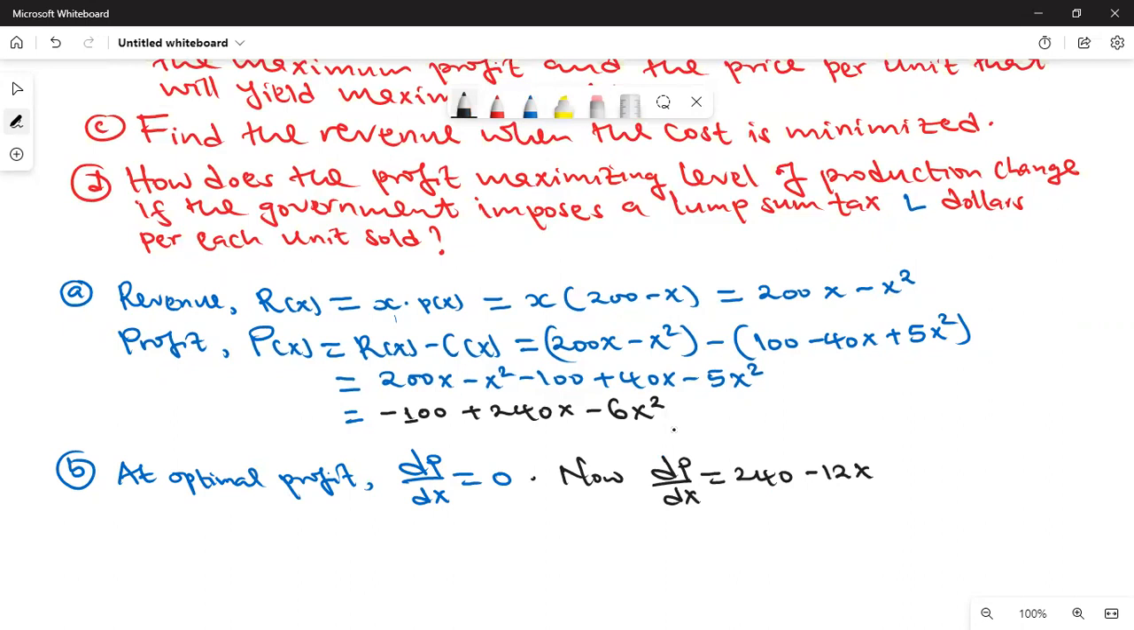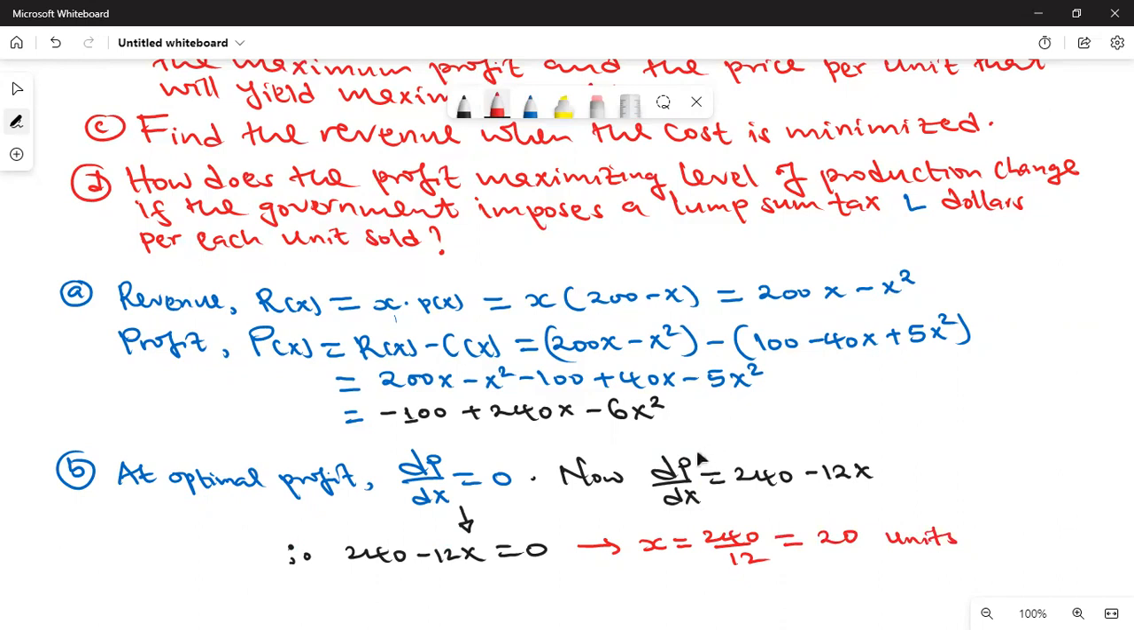When you equate to 0, what do we get? Therefore 240 minus 12X is equal to 0. And so you can now find X from here. X will be equal to 240 over 12, which is 20. And the X there is the number of units that you produce and sell. So we can write this as 20 units.